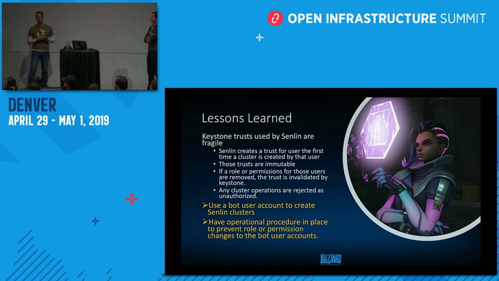Now, if you happen to remove roles or permissions for that original user account that created a cluster, that trust would become invalidated because trusts, by definition, are immutable. And that would cause a problem because Senlin operations would no longer function. You could no longer scale up or scale down, and your auto-scaling will be basically broken.